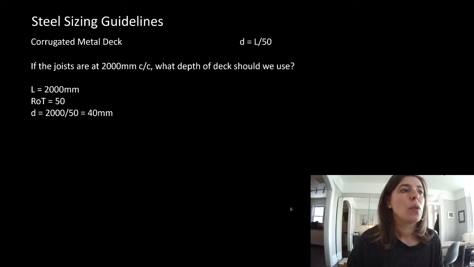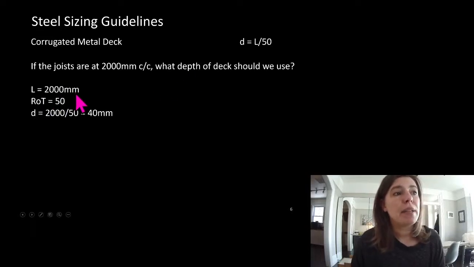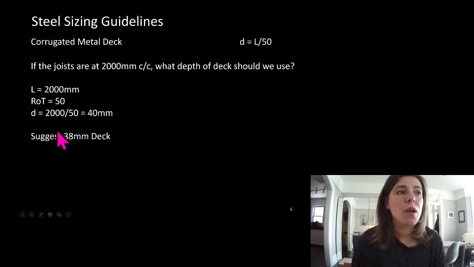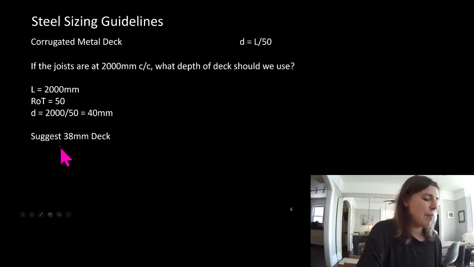So L equals 2,000 millimeters, or 2 meters. Our sizing guideline is 50, so D equals 2,000 divided by 50, 40 millimeters. We're going to suggest 38 metal deck.